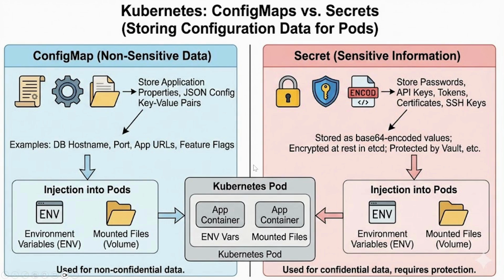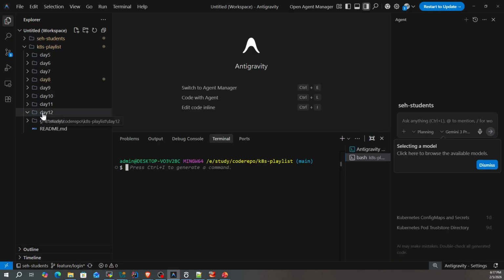Now let's do some hands-on so you understand this concept clearly. Let me take you to the IDE. Here under the day 12 folder you will find all the config map and secret related YAML files. Let's start by creating a config map.